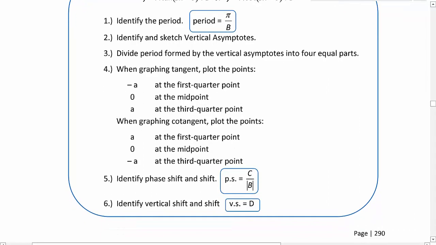Once we get those graphed, we're ready to do a horizontal or a vertical shift. These are exactly the same as they were for sine and cosine. The phase shift is going to be c divided by the absolute value of b, and our vertical shift is going to be d.